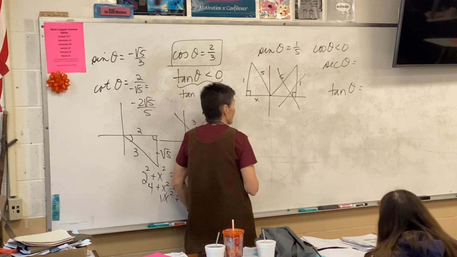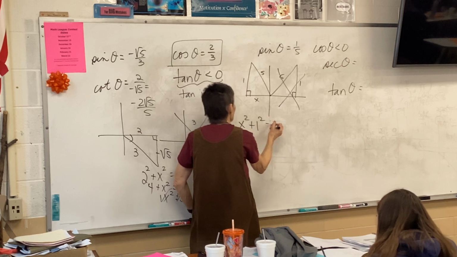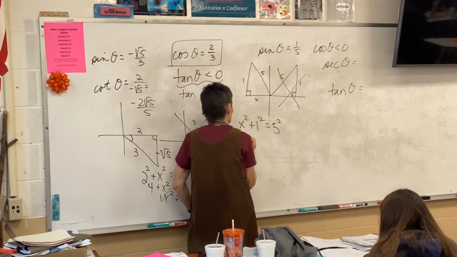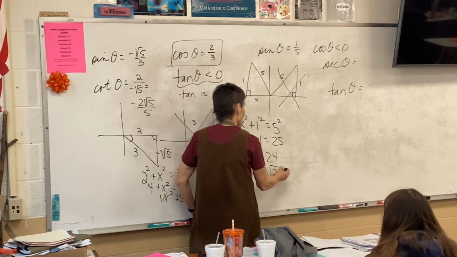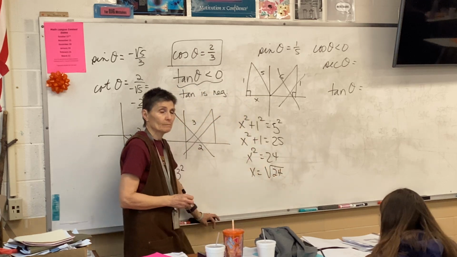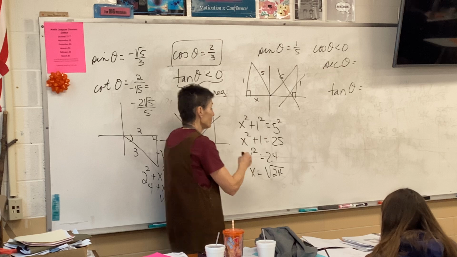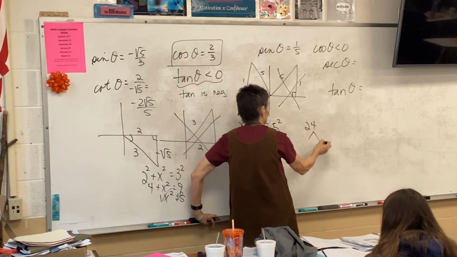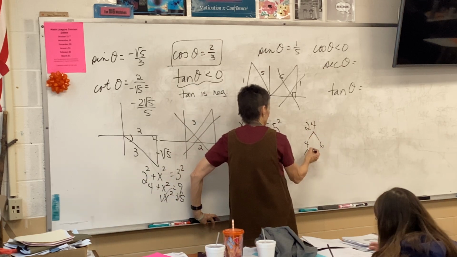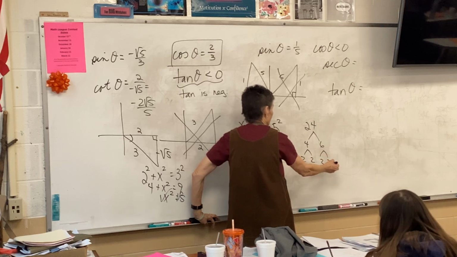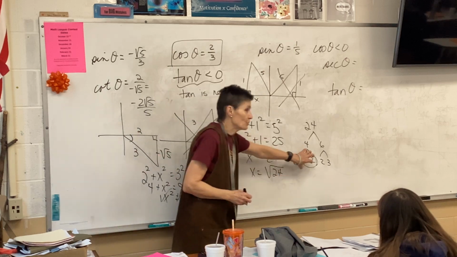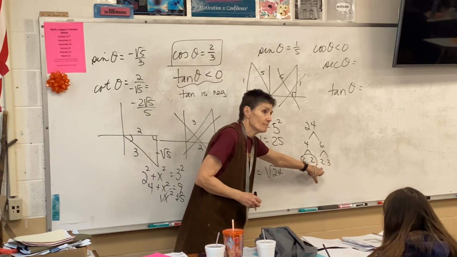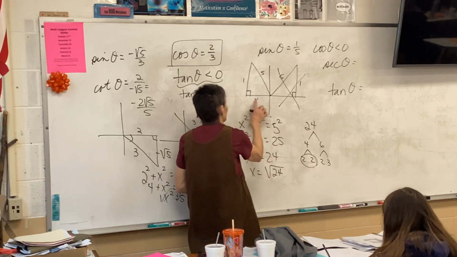All right, so now we're going to figure out negative what? Call it x. X squared plus 1 squared is 5 squared. Did you get the square root of 24? But that breaks down. So what's the square root of 24? 2 root 6. Negative.